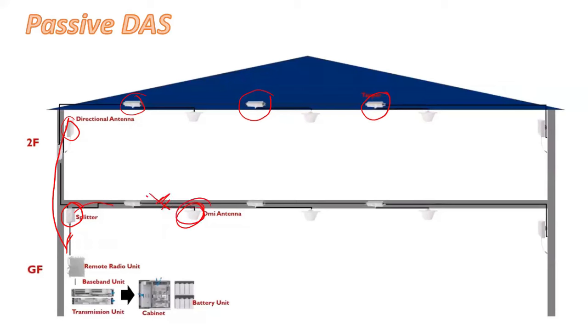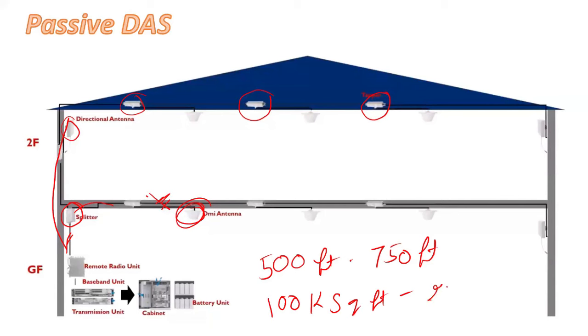And passive network cables usually run maybe between 500 feet to 750 feet. So that's what they use in the smaller in-building installations, maybe in the range of 100K square feet to, you can say, 250K square feet, right? So this way you can use this, right?